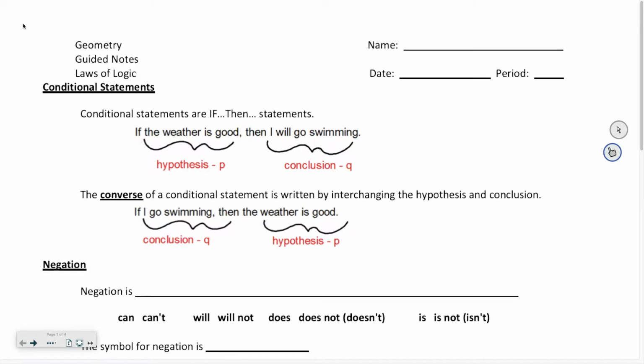Logic statements, truth values, if-then statements, converse, inverse, contrapositive, law of syllogism, law of detachment. Okay, that's what we're starting today.